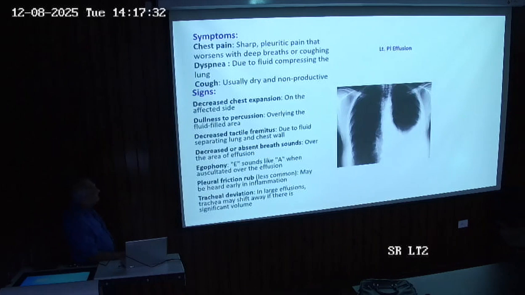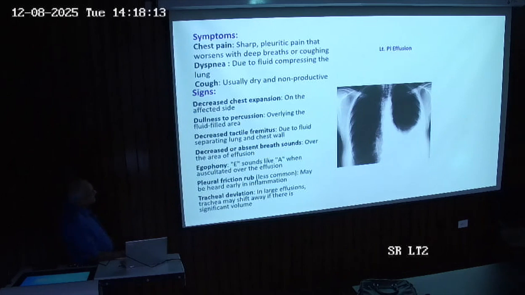Now what are the typical clinical findings in patients who have a pleural effusion? You can see here the angle, and this is a left sided effusion. The heart border is not discernible. And what are the symptoms? Sharp thoracic chest pain that worsens with deep breath or coughing. So initially you can have chest pain in these patients, dyspnea due to fluid compressing the lung parenchyma, and cough which is usually dry and not productive. Later on it can be productive.